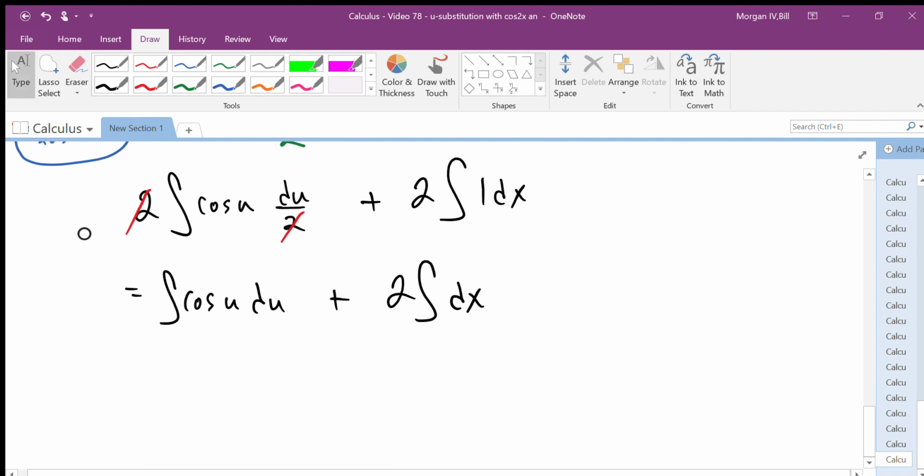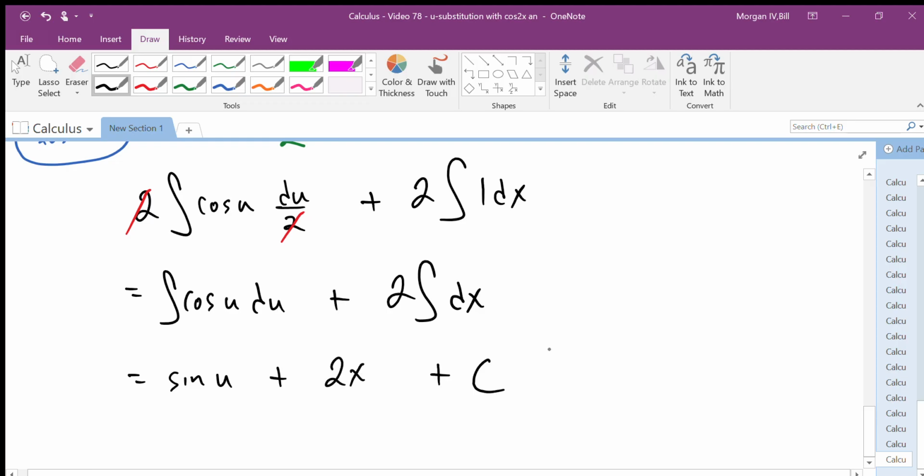So that's okay. I have 2 separate integrals. One of them is with u's, one of them is with x's. Because I'm doing indefinite integrals here, I'm going to go back into changing everything back into x's at the end. But right now, the antiderivative of cosine u is sine u, because the derivative of sine is cosine, so the antiderivative of cosine is sine. And the antiderivative of 2 dx is 2x.